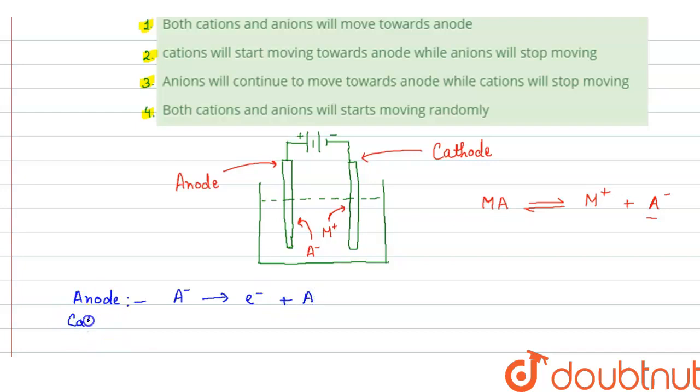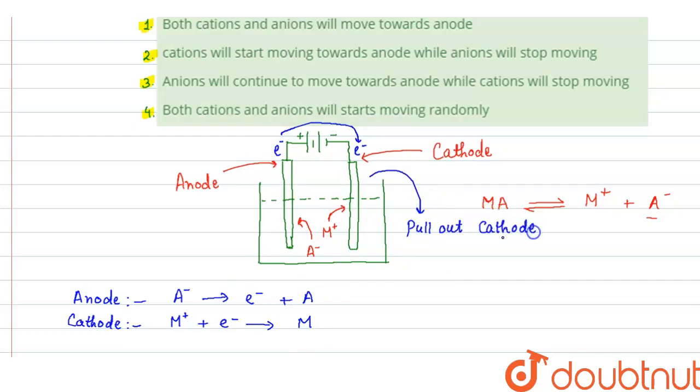And at cathode, reduction takes place. So at cathode, M positive ions will gain one electron to form M. So there is movement of electrons from anode to cathode, right? Like this. Now when we pull out the cathode, in that case the circuit will break.